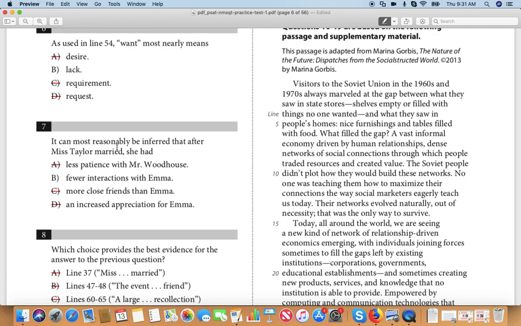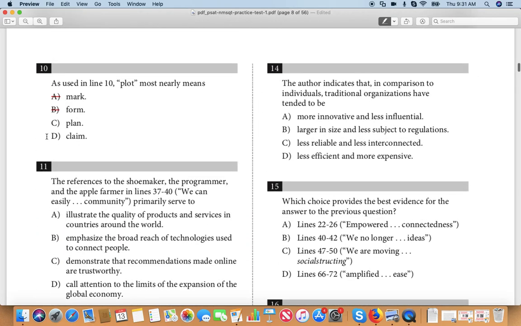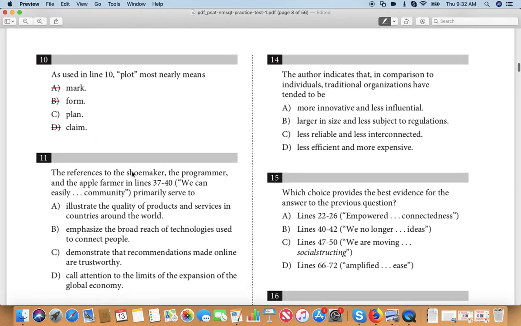But I think plan is better. Yeah, plan is better. It is. It's the only one that really makes sense there in that context. So we can confirm it. It's C. All right, good job.